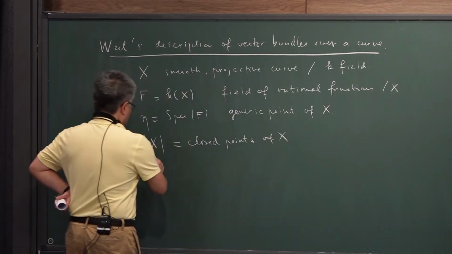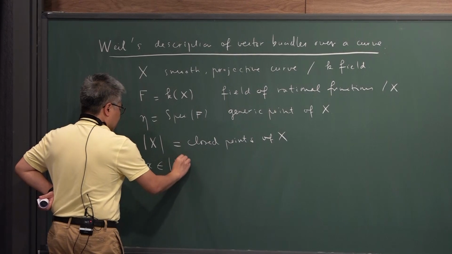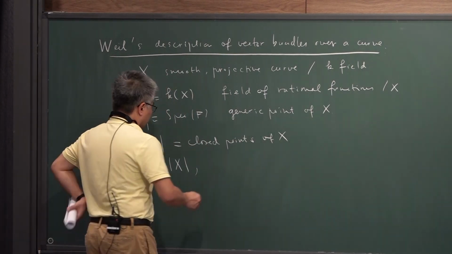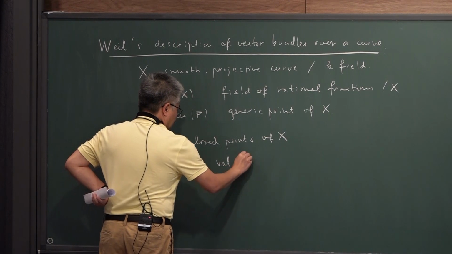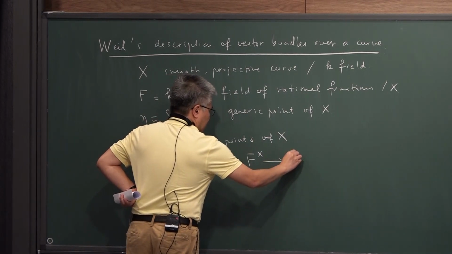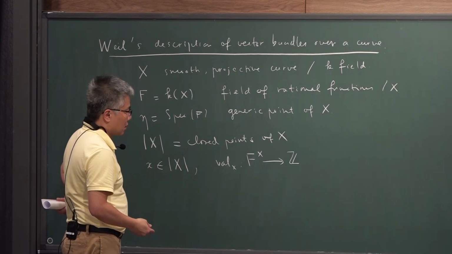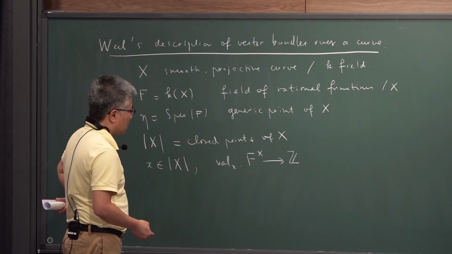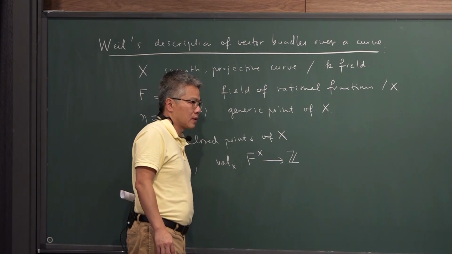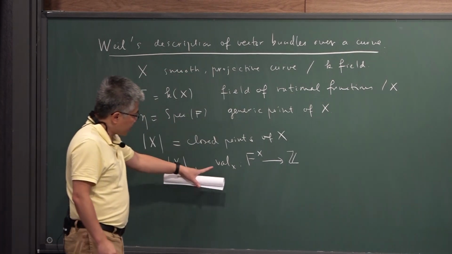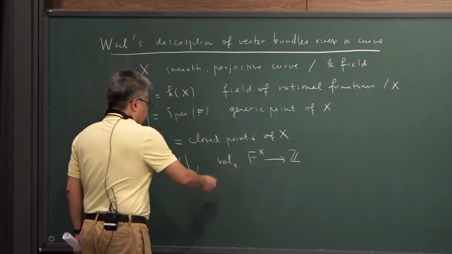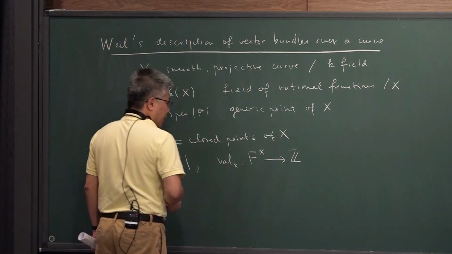So for every small x, every closed point of X, because it's a curve, it defines some valuation on the field of rational functions. The valuation v_x is a homomorphism from the group of invertible rational functions into Z. And then you can use this valuation to define a topology and then to do completion.